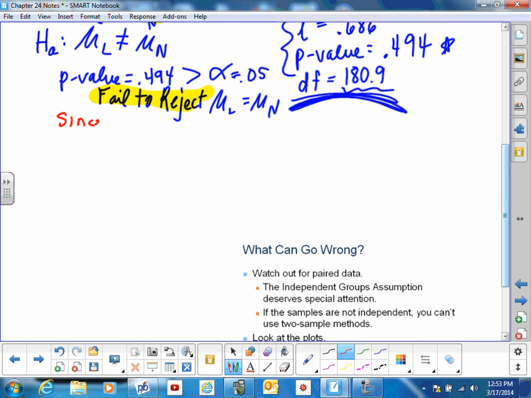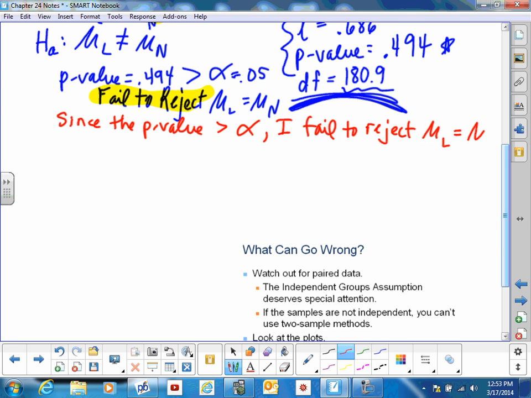Okay, so here we go. Finish this up. Since the p-value is not low, I fail to reject. And you would put this in words: that the average weight loss on the low-fat diet equals the average weight loss on the other diet.